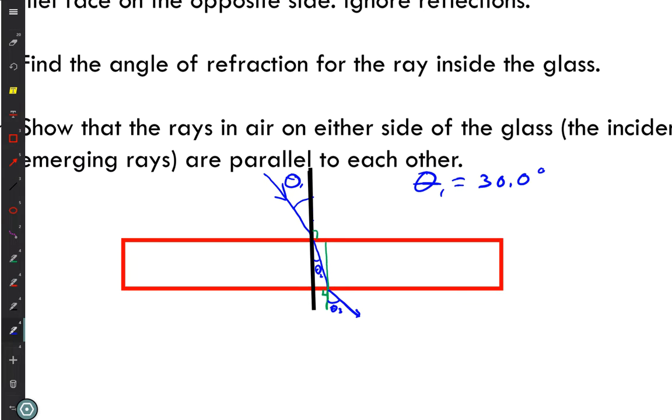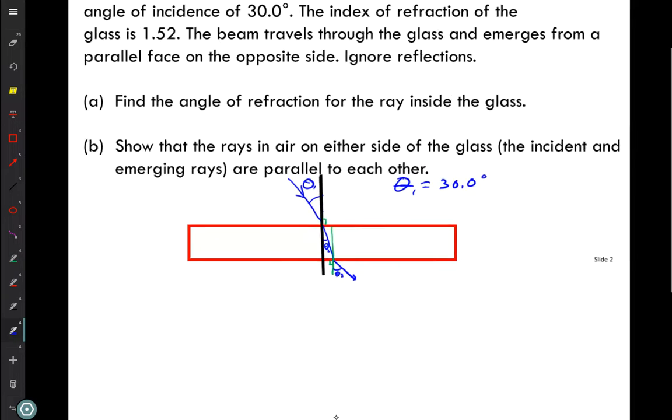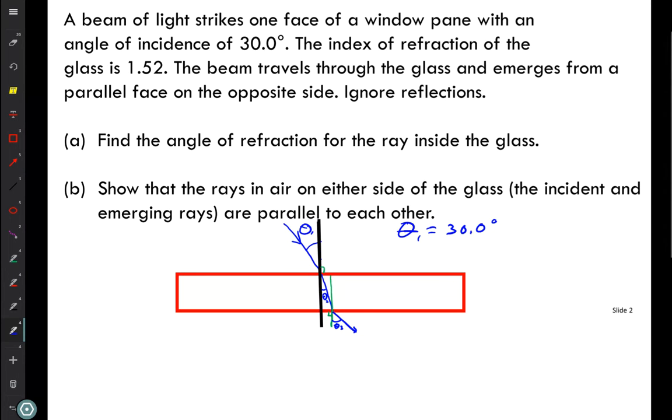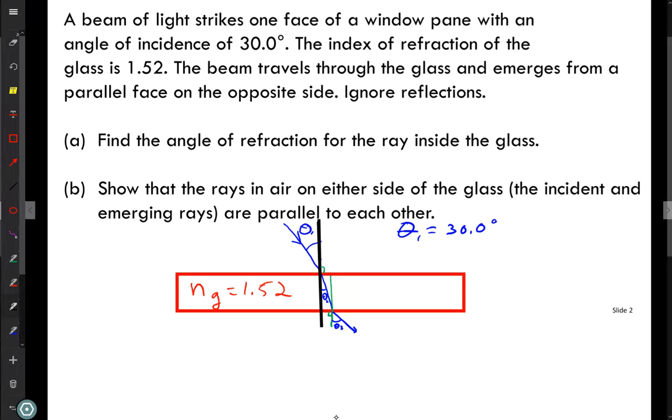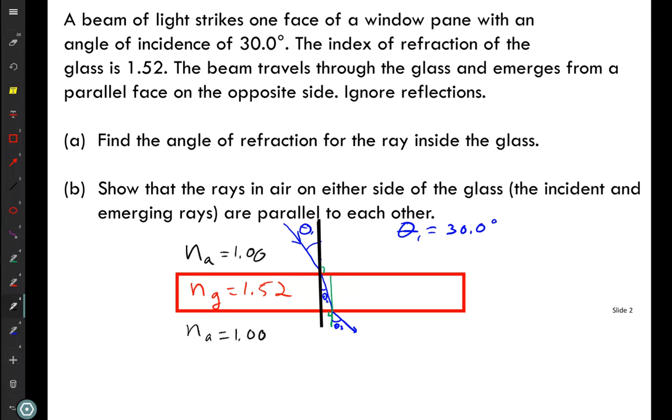Now, I don't have everything from the problem. We haven't even read the whole thing. So we have the next thing, the index of refraction of the glass is 1.52. What's the symbol for index of refraction? N. So I'm going to have N sub G is 1.52. What about the air outside? What's the index of refraction in the air outside? And it has air on both sides because it didn't go into water, right?